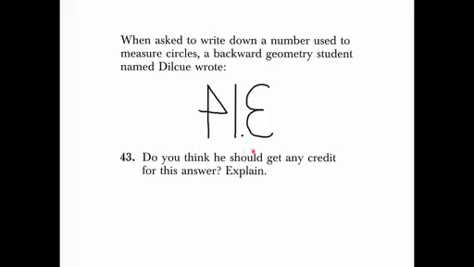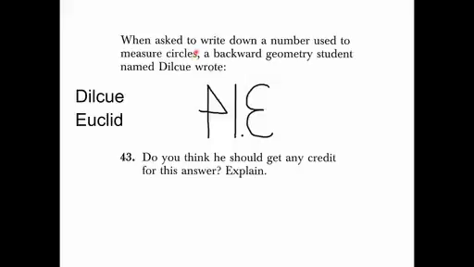All right, this next one's just fun. When asked to write down a number used to measure circles, a backward geometry student named Dill Q wrote that. Do you think he should get any credit for this answer? Explain. Major spoiler alert here. Try this on your own, because I do spell it out here. I just think it's clever. Wanted to point out a couple things. He's a backward geometry student. A backward student named Dilq.